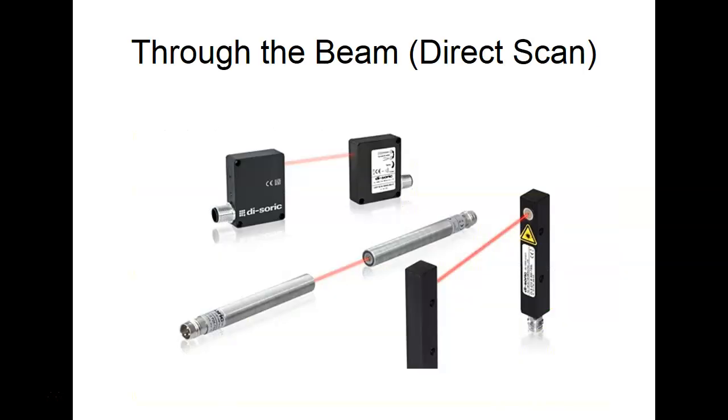So this is a type we call a through the beam. That's what I learned it as. When we look at these supplements, they're going to call this a direct scan. So we have 2 items. We have 2 parts. We have one that's going to transmit light, so it's just going to be a light source. And then we're going to have a receiver, right? That receives the light. This is definitely going to be electronic.